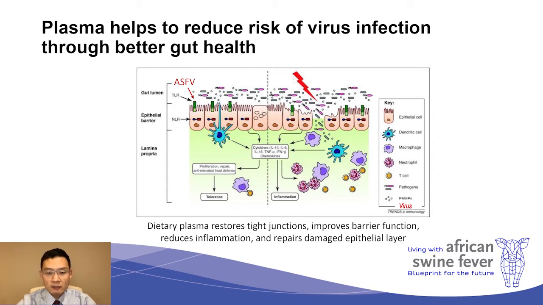So in this case, with the African swine fever virus threat, we believe plasma protein can help to at least increase the minimum infectious dose needed for African swine fever virus to infect the herd, or reduce the transmission rate between pigs because they have better gut health. You might need a higher dose for a pig to get infected, so it can reduce the transmission rate from pig to pig.